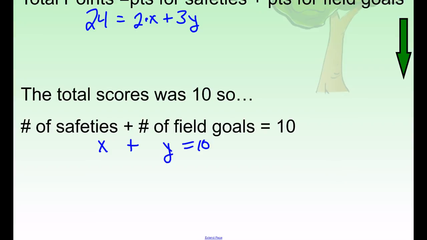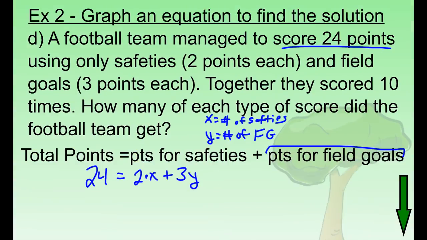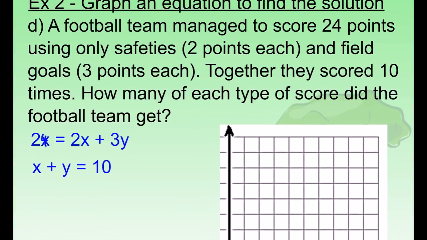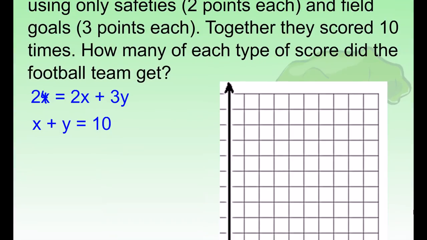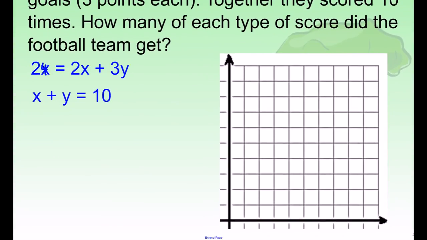If you did not graph these yet, see, a little typo there, that should be a 4. If you did not graph these yet, go ahead, graph this now, find the solution, check your answer, then hit play, and we'll finish going through this together. Okay, so let's do our graphing.